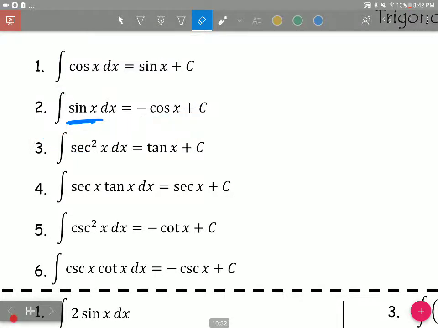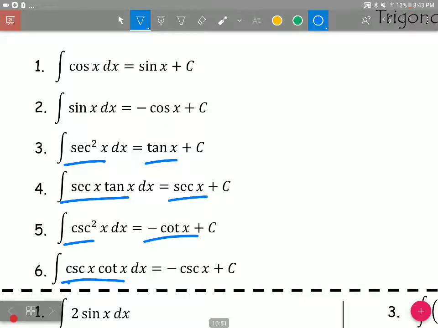Okay? So remember we did... Oh gosh, I can't do this. All right, and secant squared is going to be tangent. These ones you're just going to have: secant times tangent is secant plus c. Cosecant squared is negative cotangent. Cosecant cotangent is negative cosecant. You just have to remember these.